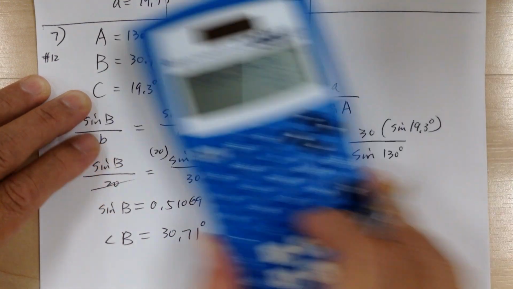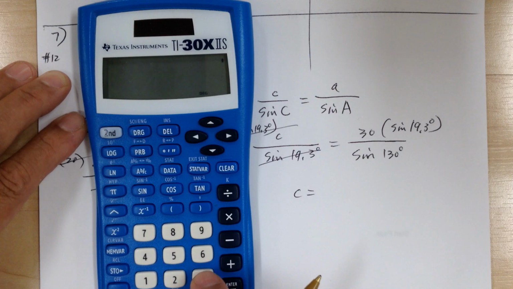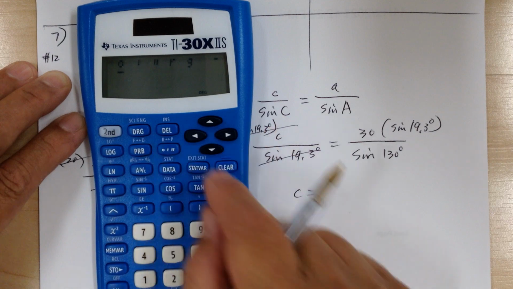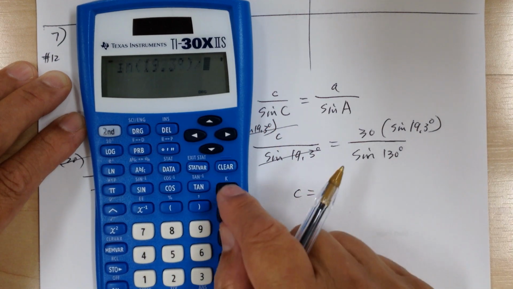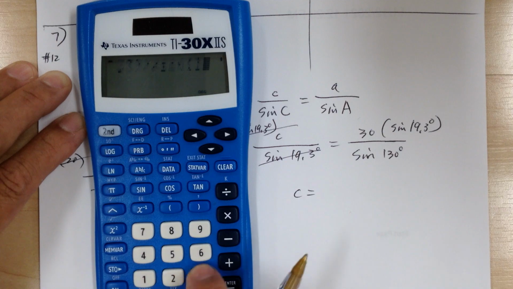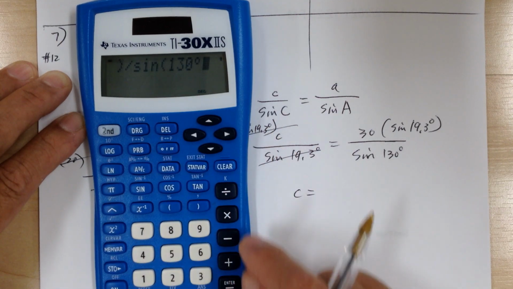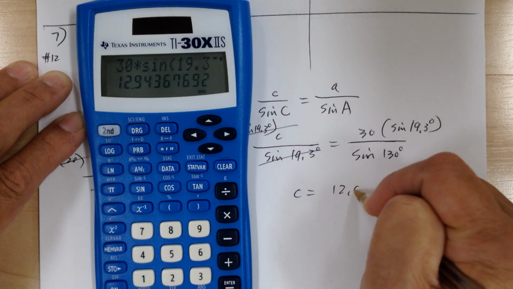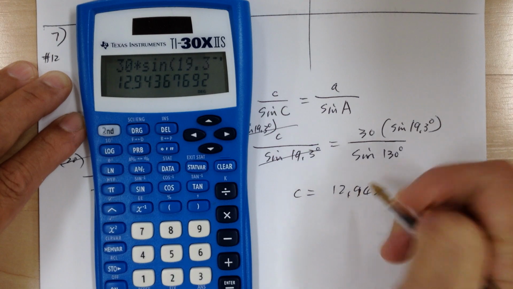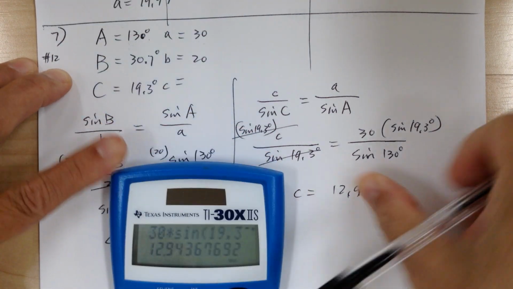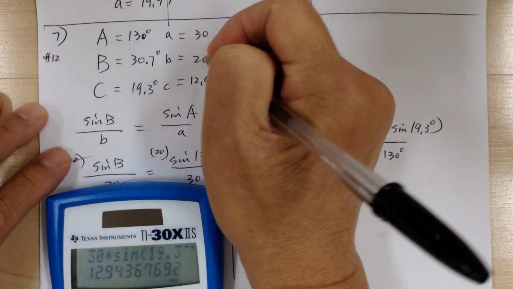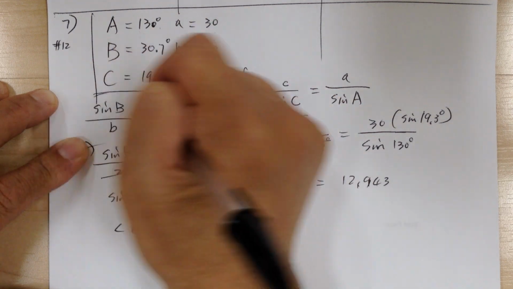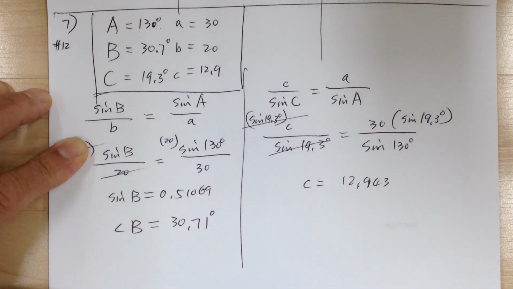So small c equal to, get a calculator. You get 30 times sine of 19.3 degrees divided by sine of 130 degrees and push equal. It would be 12.943, and so 3 significant digits would be 12.9. Okay, and so you box that. And that's your number 7.